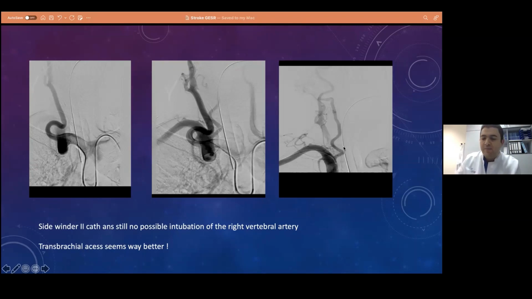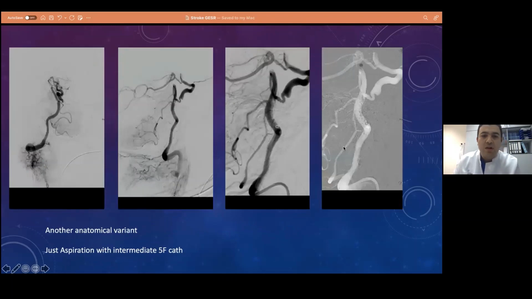And that's what I did. So doing it transbrachially, this is the first run. Here you can see that the basilar tip is not there. We have another anatomical variant in the lateral view. That's a persistent primitive trigeminal artery. It's not the posterior communicating artery because it's not on the distal top.